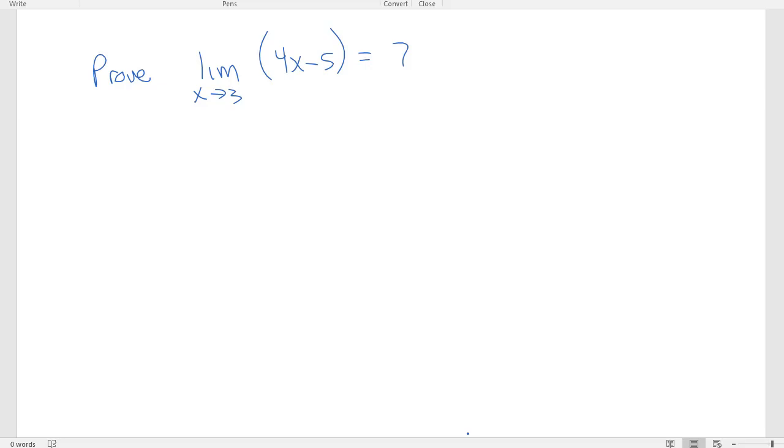Now, what we want to do in this section is use the epsilon delta definition to prove that this is true as we get arbitrarily close to 7. So how close do we need to get to 7? If we want to get infinitely close to 7, how close do we need to get to 3 to make that work?